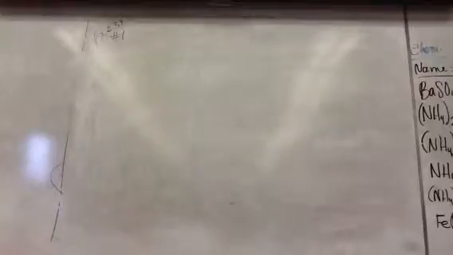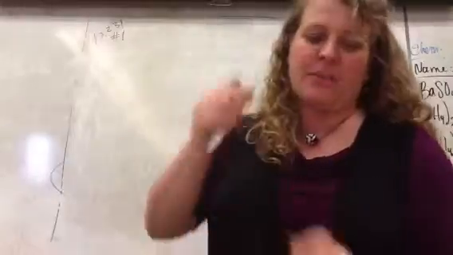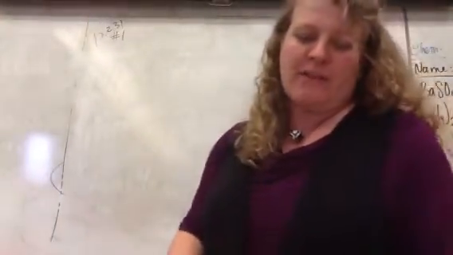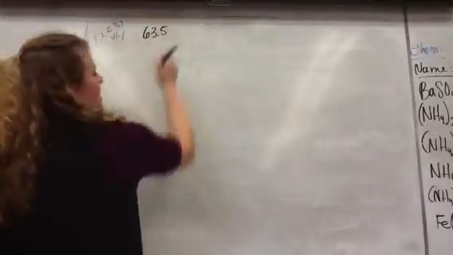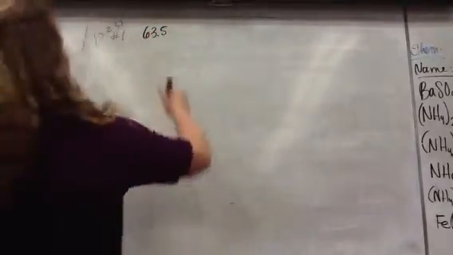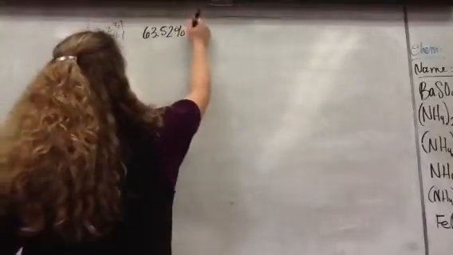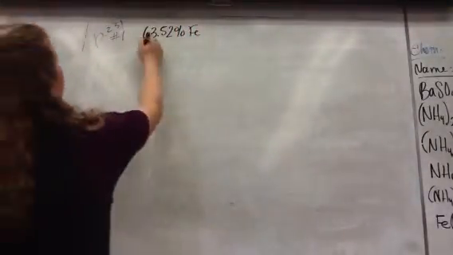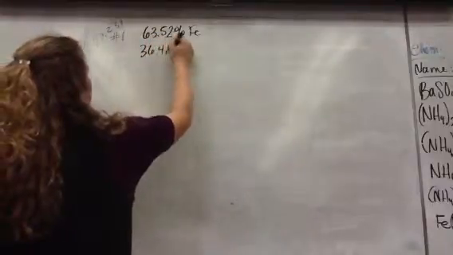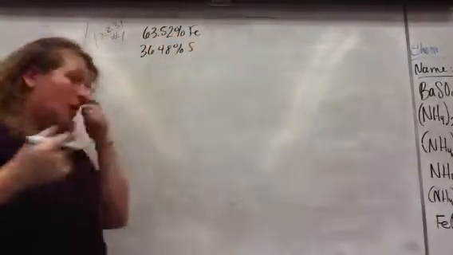And what we are told here is that we have a compound which is 63.52% iron, 36.48% sulfur. First thing I'm going to do is list the percentages and the chemicals. And I have 36.48% sulfur.